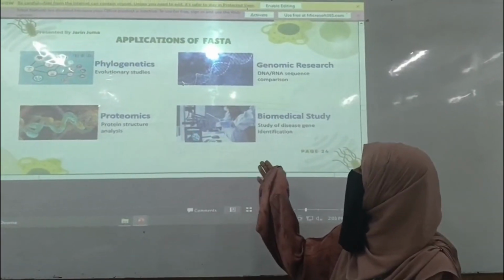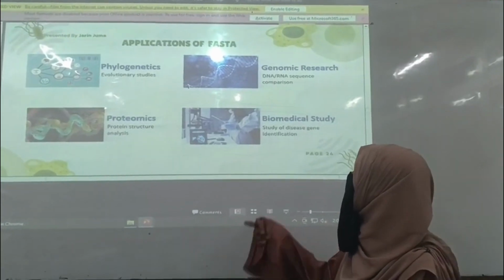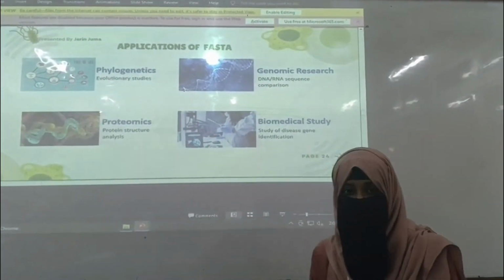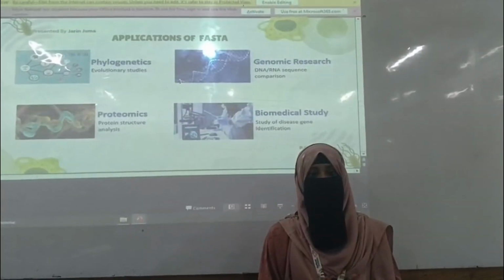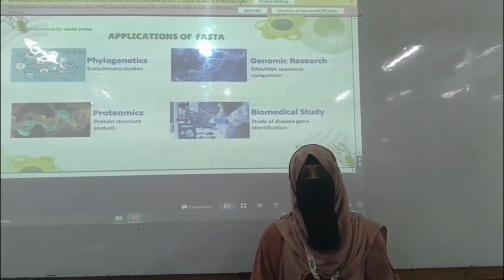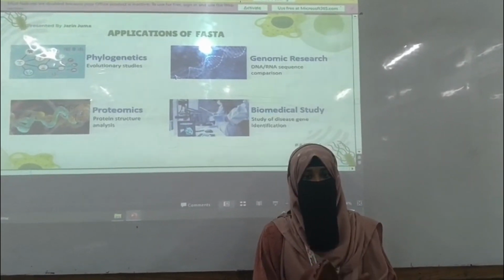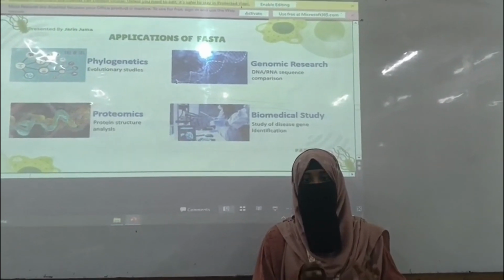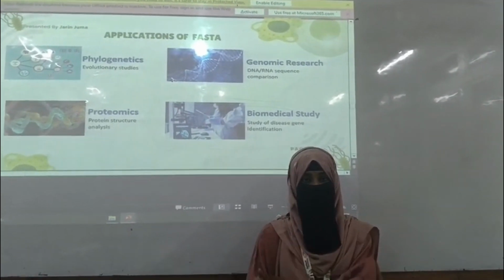Next slide is applications of FASTA: phylogenetics, genomic research, proteomics and biomedical studies. Phylogenetics, evolutionary studies. Genomic research, DNA and RNA sequence comparison. Proteomics, protein structure analysis. Biomedical studies, study of disease gene identification.